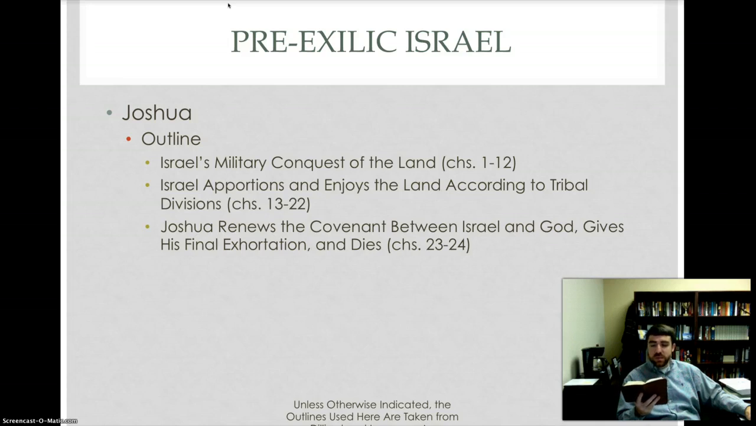"But Joshua said to the people, you are not able to serve the Lord, for he is a holy God. He is a jealous God. He will not forgive you your transgressions or your sins. If you forsake the Lord and serve foreign gods, then he will turn and do you harm and consume you after having done you good."